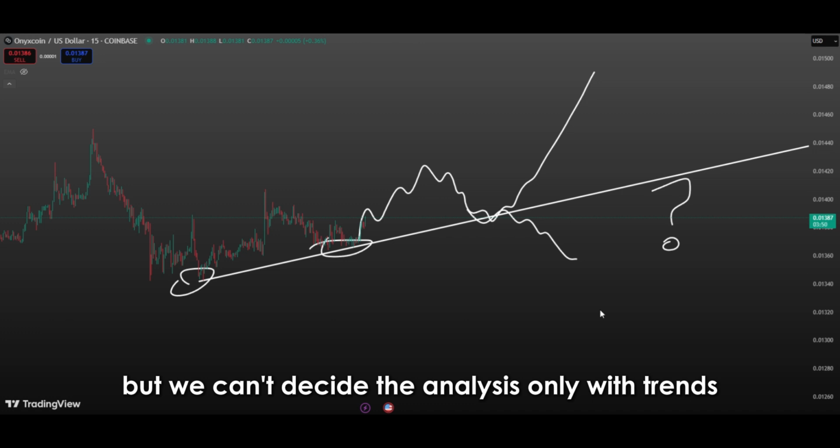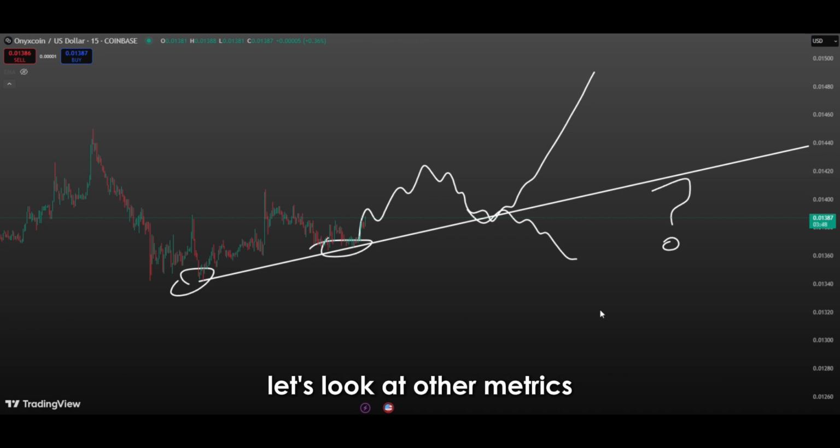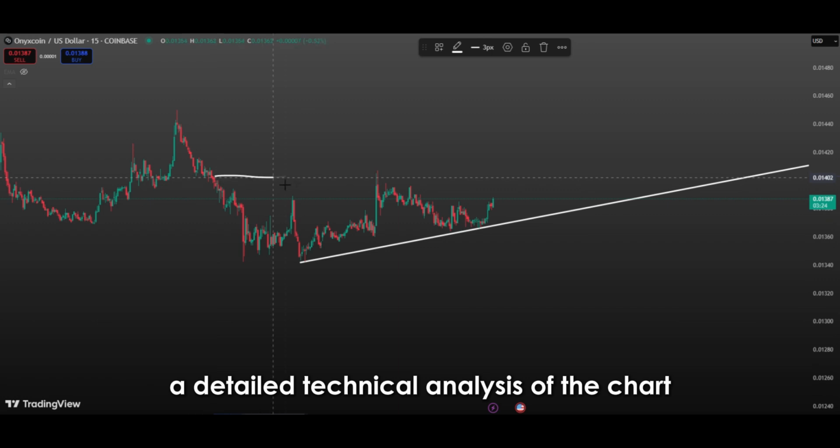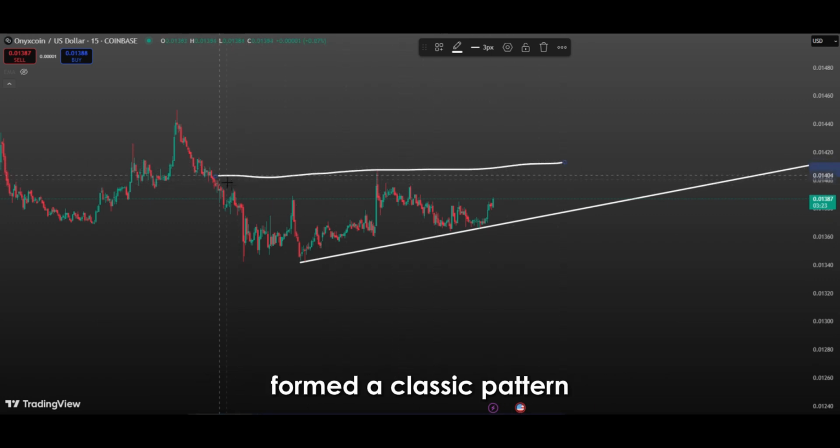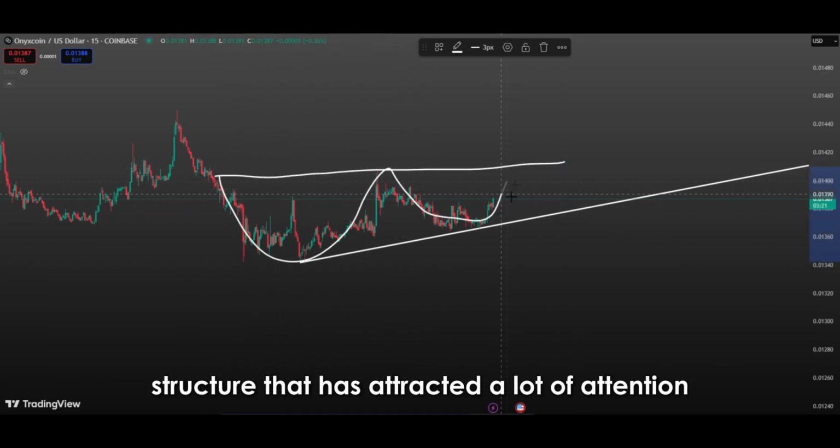But we can't decide the analysis only with trends. Let's look at other metrics. Keep watching. A detailed technical analysis of the chart reveals that the price has recently formed a classic pattern structure that has attracted a lot of attention.